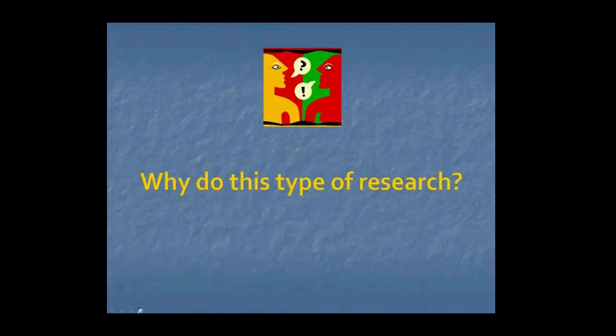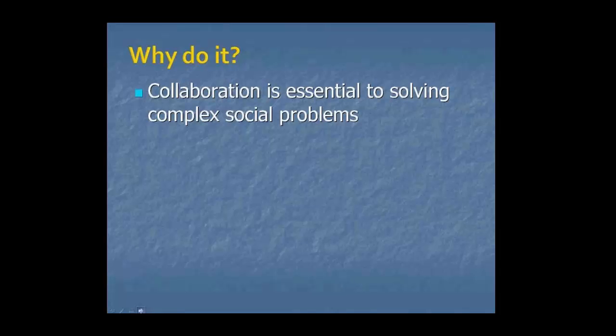So why do you think it's important to do this kind of research? There are a number of important answers to this question. Why do it? Well, first of all, collaboration is essential to solving complex social problems. Complex social problems such as those related to child welfare, domestic violence, working with trauma across systems, when we know that families and individuals in systems are often trauma survivors, can only be addressed with involvement of multiple stakeholders.